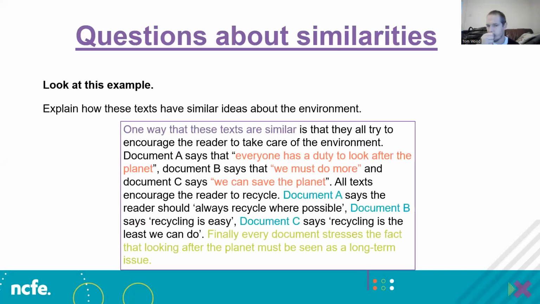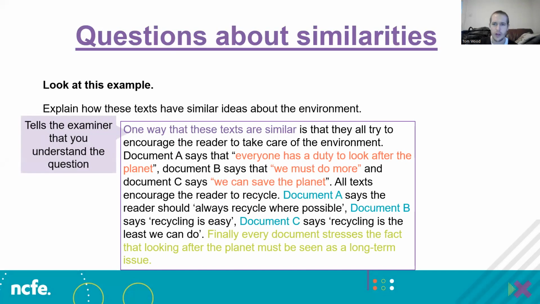So just as an idea of what a very good answer might look like, what we've got here is a question saying, explain how these texts have similar ideas about the environment. From that list that we just had, let's have a quick look. First of all, start by acknowledging that you know the question. Tell the examiner you understand the question by repeating it. One way that these texts are similar. Brilliant. So we know we're looking for a similarity and we're telling you that we know that.